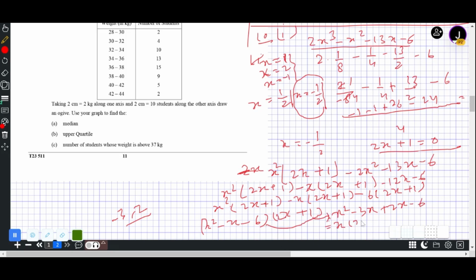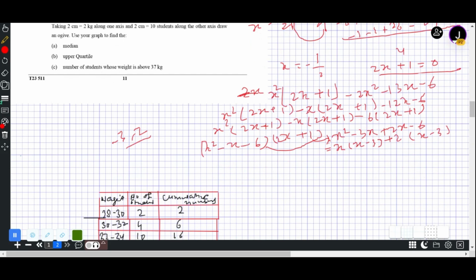So which are the three factors of this polynomial? This becomes x plus 2, x minus 3, and the third one is of course 2x plus 1. So this is how we factorize the polynomial. This is the answer.